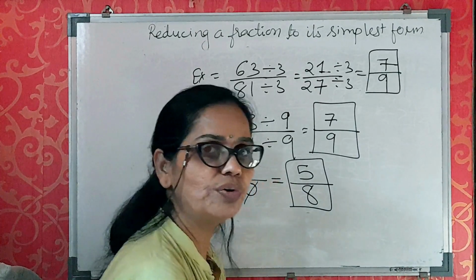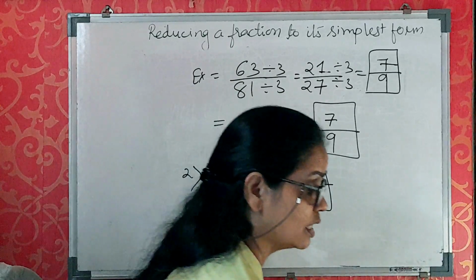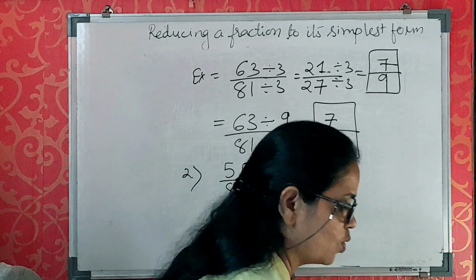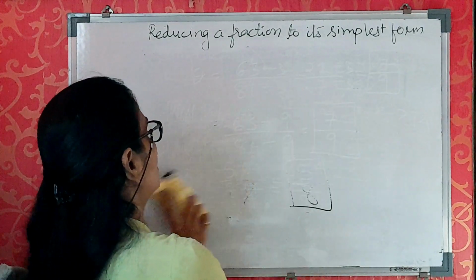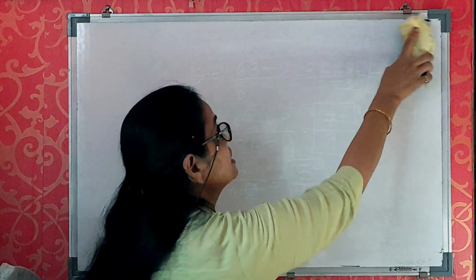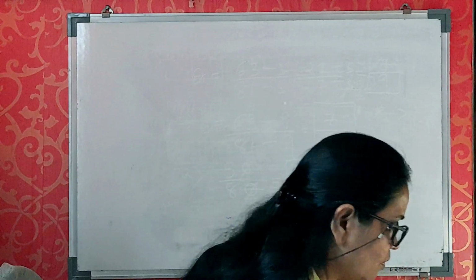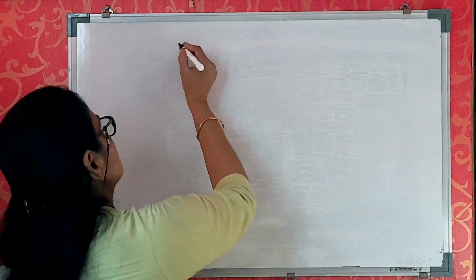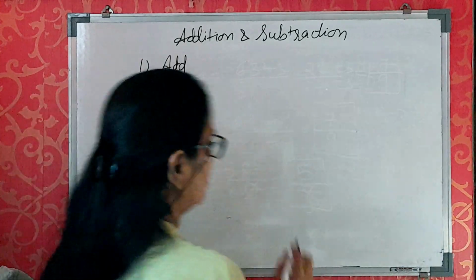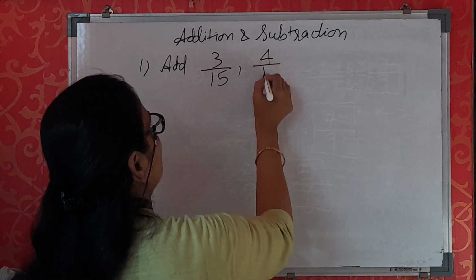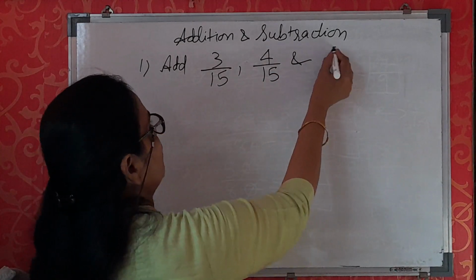So these are the few tricks which I taught you for reducing the fraction to its lowest term. Now we will begin with the addition and subtraction sum. So now, addition and subtraction of fractions. Suppose your sum is to add 3 upon 15, 4 upon 15 and 5 upon 15.